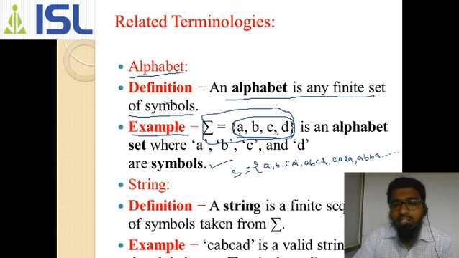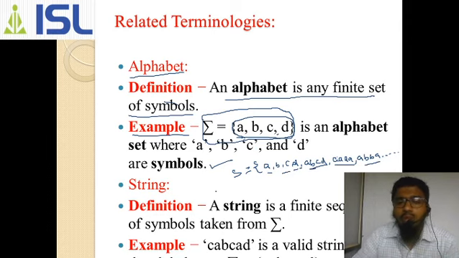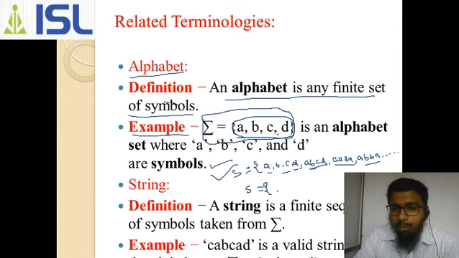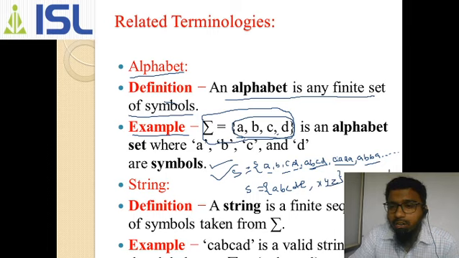For the given symbols A, B, C, D, we can make a string like A, B, C, D. Then ABCD is one string, A is one string, ABBA is one string. So you can make multiple strings, and these are valid strings. Example: S is equal to A, B, C, D, E, X, Y, Z. This is not a valid string. Why is it not valid?